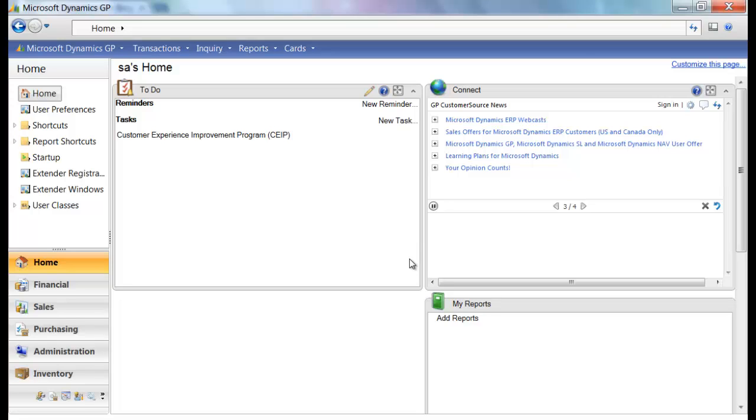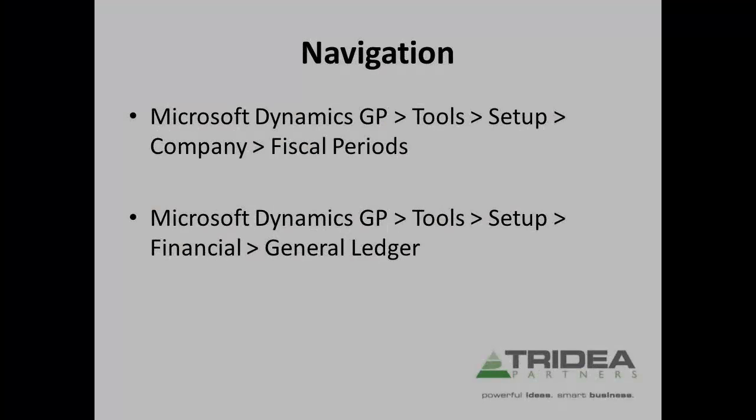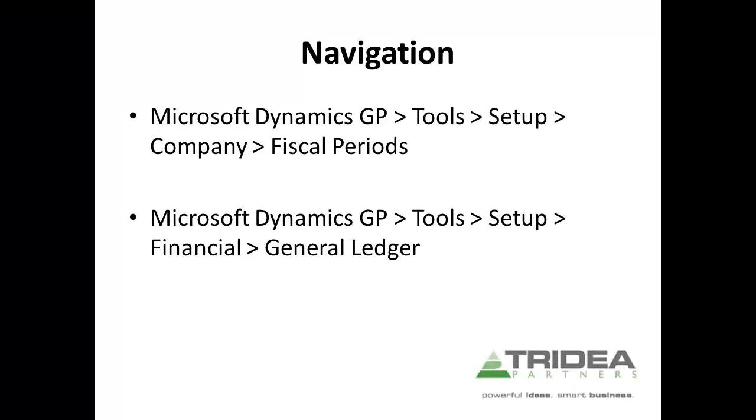As a recap, here are the navigation paths to those two windows. The fiscal period setup window: go to Microsoft Dynamics GP, Tools, Setup, Company, and then Fiscal Periods. The General Ledger Setup window: Microsoft Dynamics GP, Tools, Setup, Financial, and then General Ledger.